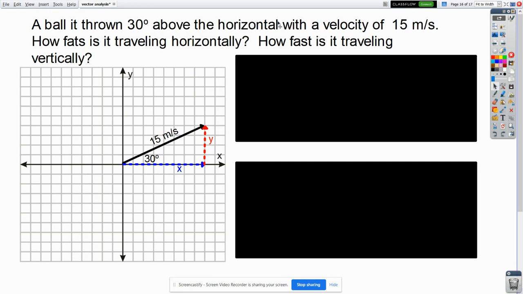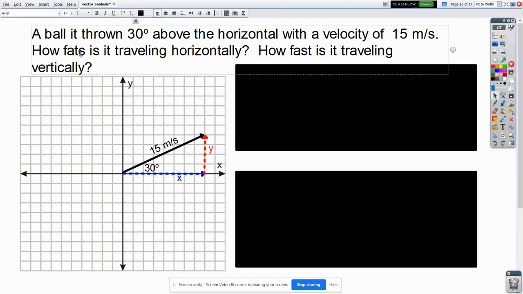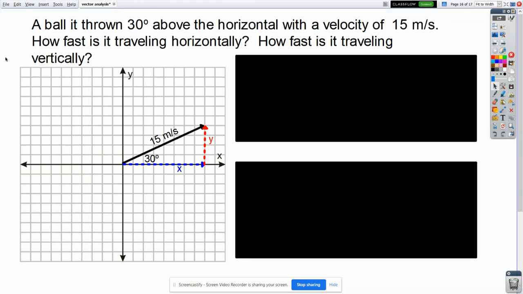The ball is thrown 30 degrees above the horizontal with a velocity of 15 meters per second. How fast is it traveling horizontally and vertically? We want to know how fast it's going on the x and how fast it's going on the y. Again, I start by drawing in the actual vector, and that's the black one. Doesn't matter what length it is because none of this has to be to scale, and it doesn't even matter if that's exactly 30 degrees because, again, none of this has to be to scale. All we have to know is what the length of it is. The length is 15 meters per second. But we have to know what the angle is. The angle is 30 degrees.